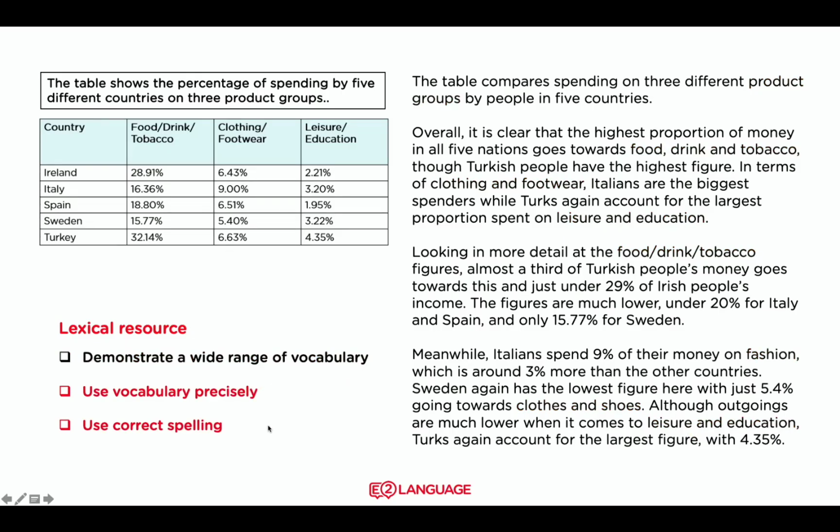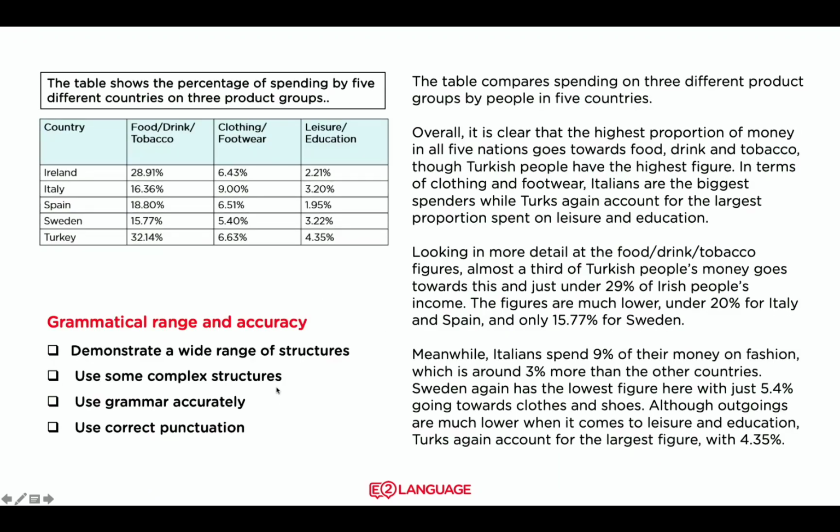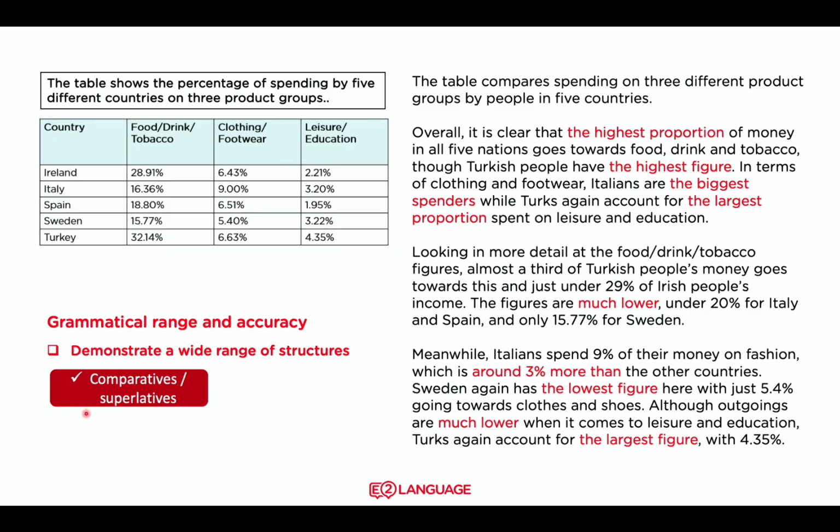Is everything accurate? Is my spelling correct? Of course it is. Grammatical range and accuracy, demonstrating a wide range of structures. This is always in my mind while I'm writing. And some of the things I've included are comparatives and superlatives like these: the highest proportion, the highest figure, the biggest spenders, the largest proportion, much lower, more than the lowest, much lower, the largest. So when you're dealing with a snapshot, a static graph, you're going to need comparatives and superlatives.